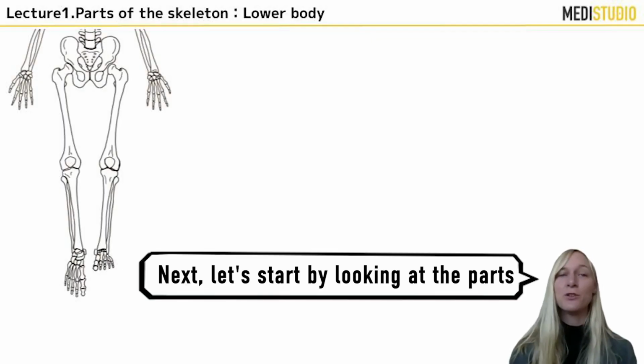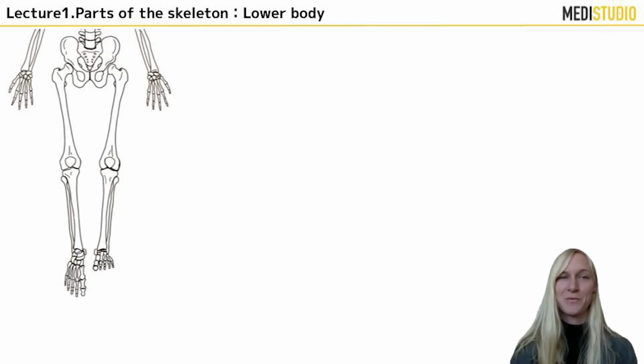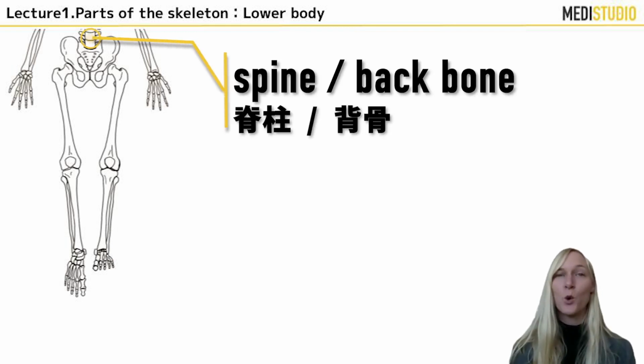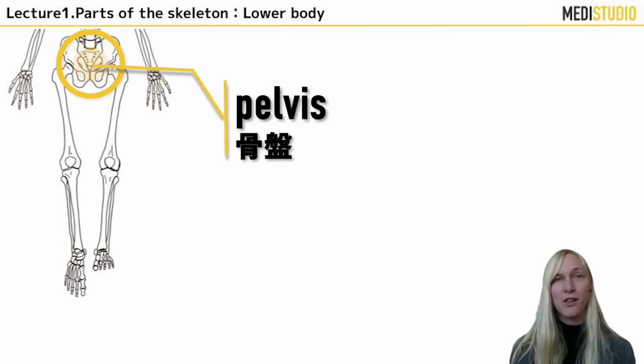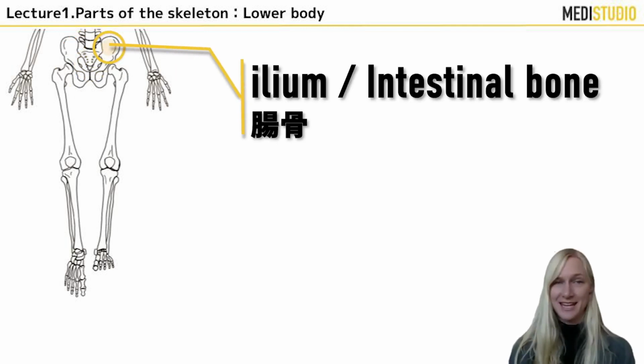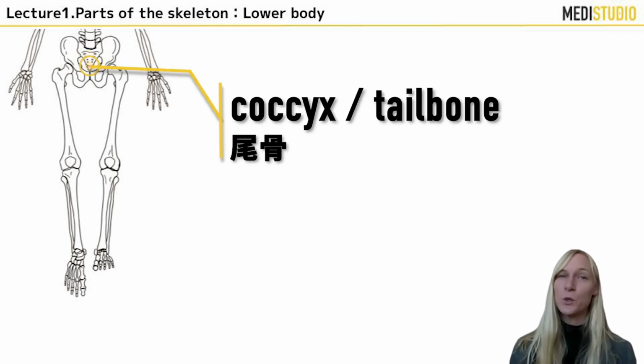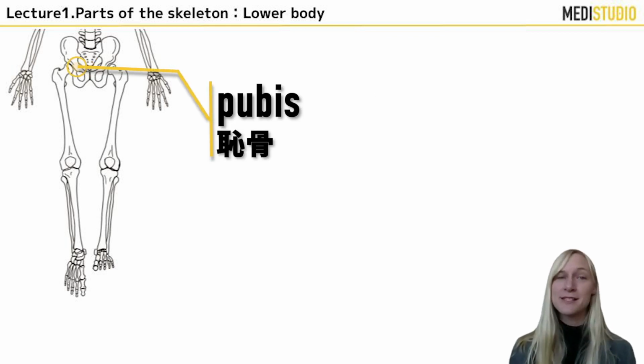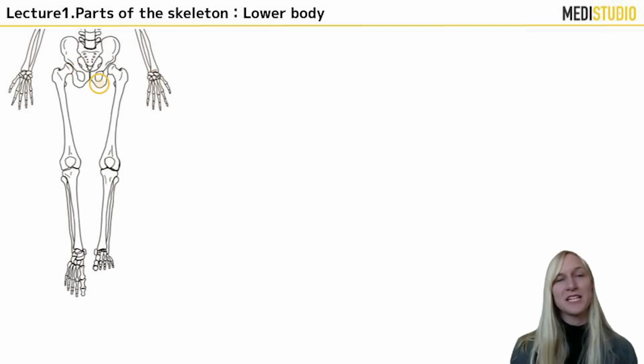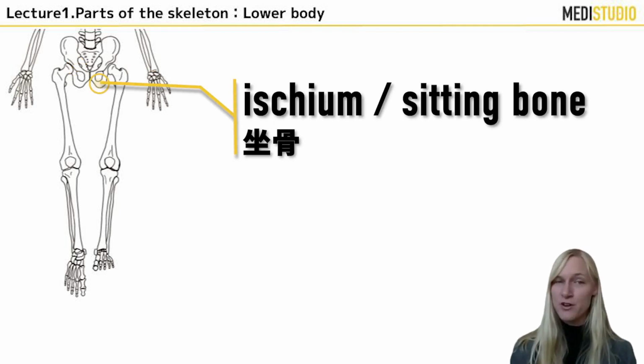Next, let's start by looking at the parts of the lower body. 16, spine or backbone. 17, pelvis. 18, ilium or intestinal bone. 19, sacrum or immortal bone. 20, coccyx or tailbone. 21, pubis. 22, ischium or sitting bone.